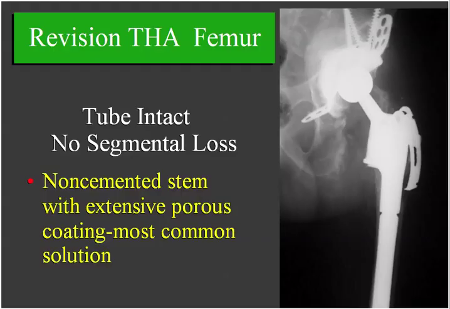If the tube is intact and there's no significant segmental loss, the preferred answer is a non-cemented revision stem with extensive porous coating, and that's the most common solution. We try to run an extensive porous coating over and get the maximum contact area for bone ingrowth, because there are some areas that you will not get the ingrowth.